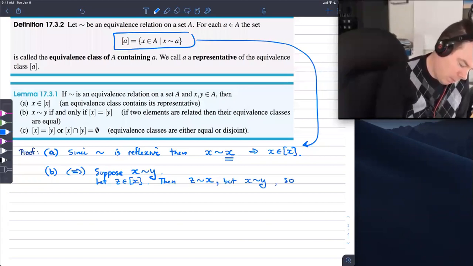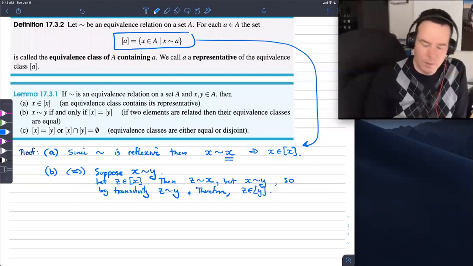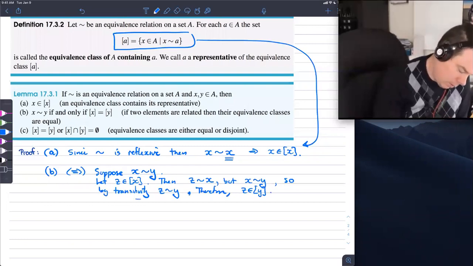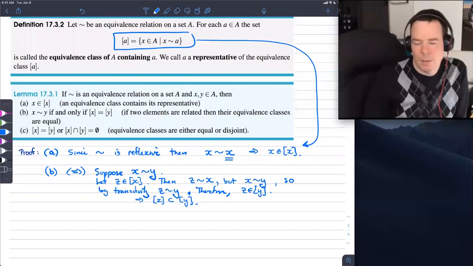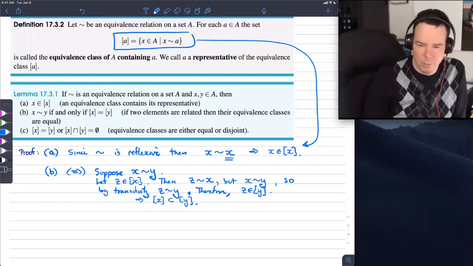So by transitivity, Z is related to Y. And therefore, because Z is related to Y, Z is in the equivalence class of Y. And so that means I started with any element of the equivalence class of X, and it has to be an element of the equivalence class of Y. So it means that the equivalence class of X is a subset of the equivalence class of Y.